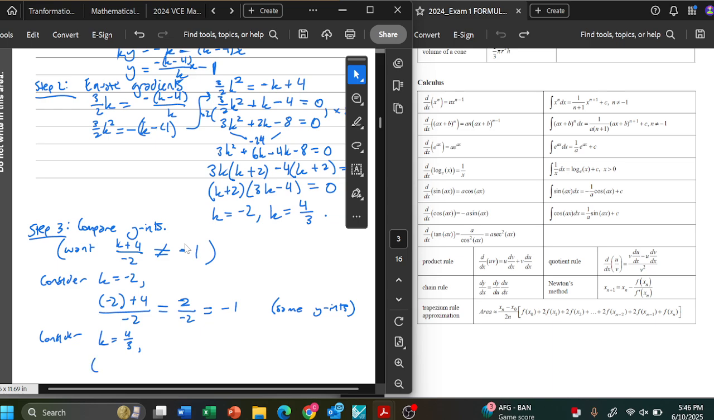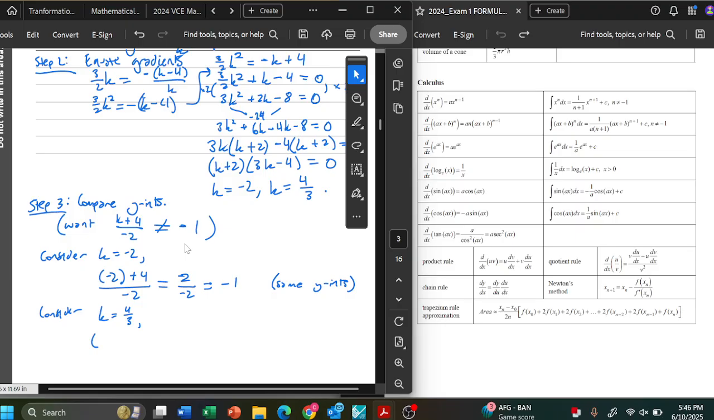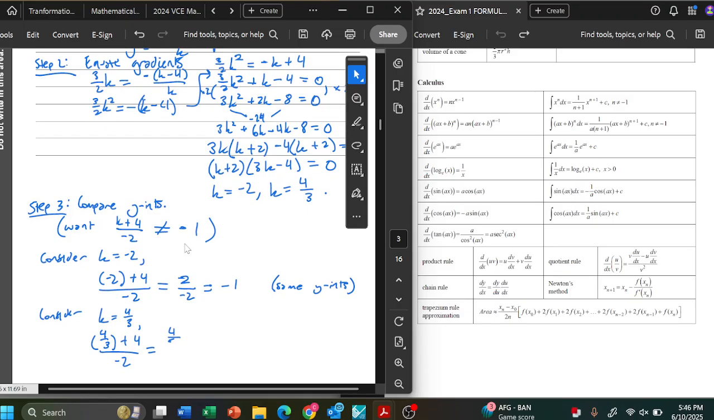So if I substitute 4 on 3 into this expression, what do I get? I'm going to have to do a bit of fraction simplifying here. So 4 over 3 plus 4 over -2. Well, we've got two fractions up the top, so let's make them have the same denominator. How do we make 4 have the same denominator as 3? It would be 12 over 3. Yep, so 4 is equal to 12 over 3.